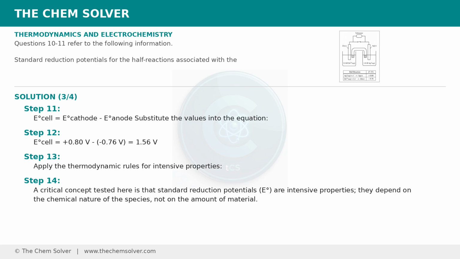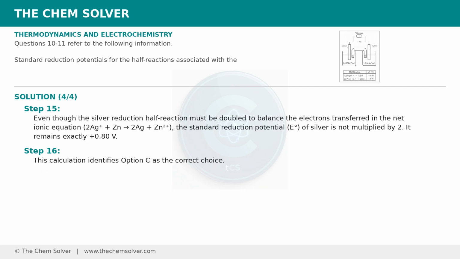Apply the thermodynamic rules for intensive properties. A critical concept tested here is that standard reduction potentials, E°, are intensive properties. They depend on the chemical nature of the species, not on the amount of material. Even though the silver reduction half reaction must be doubled to balance the electrons transferred in the net ionic equation, 2Ag⁺ + Zn → 2Ag + Zn²⁺, the standard reduction potential, E°, of silver is not multiplied by 2. It remains exactly +0.80 V.